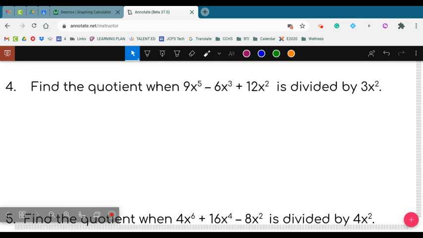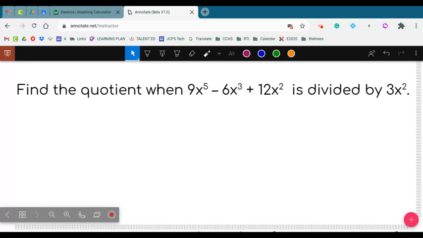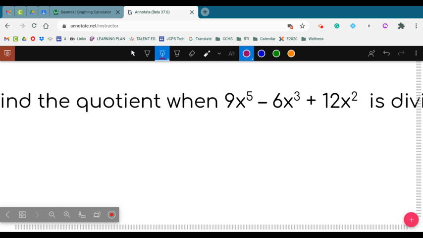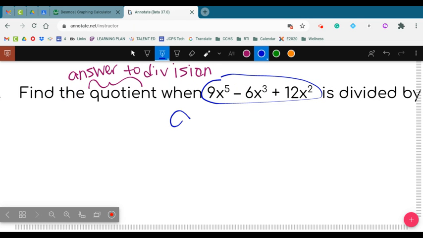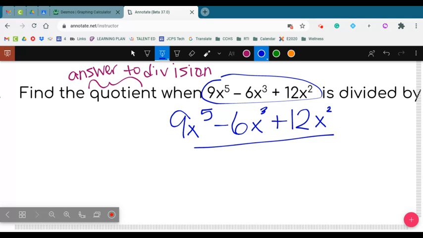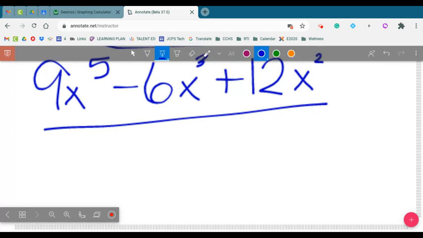Okay, it says find the quotient. You guys, the quotient is the answer to a division problem, so keep that in mind. So we're going to divide these two. We're going to take 9x to the 5th minus 6x cubed plus 12x squared divided by 3x squared.